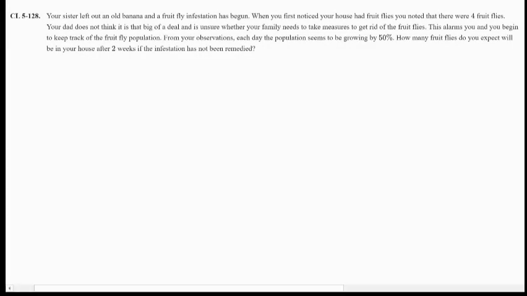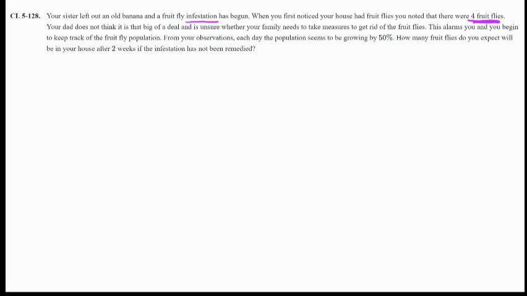Your sister left out an old banana and a fruit fly infestation has begun. When you first noticed your house had fruit flies, you noticed that there were four. This is going to be an important number. Your dad does not think it's a big deal and is unsure whether your family needs to take measures to get rid of the fruit flies. This alarms you and you begin to keep track of the fruit fly population.